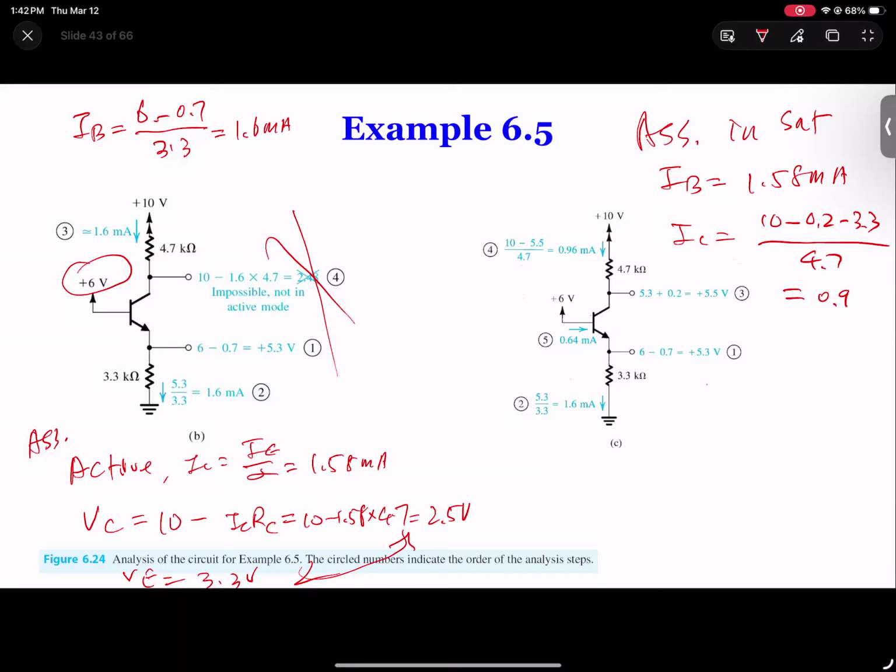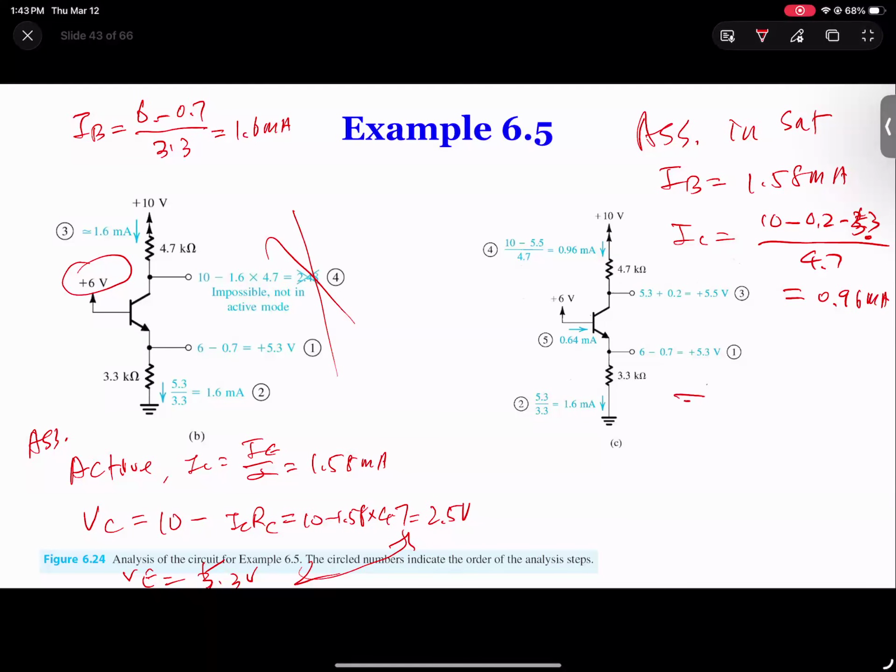Actually, 5.3. No, hold on. This is not 3.3. This is 5.3. Sorry, the number here is 5.3. I was using 4 again, so it's 6 volts minus 0.7. Okay, so this is 5.3. So 10 minus 0.2 minus 5.3, that's 4.5 divided by 4.7, it's almost 1 milliamp.